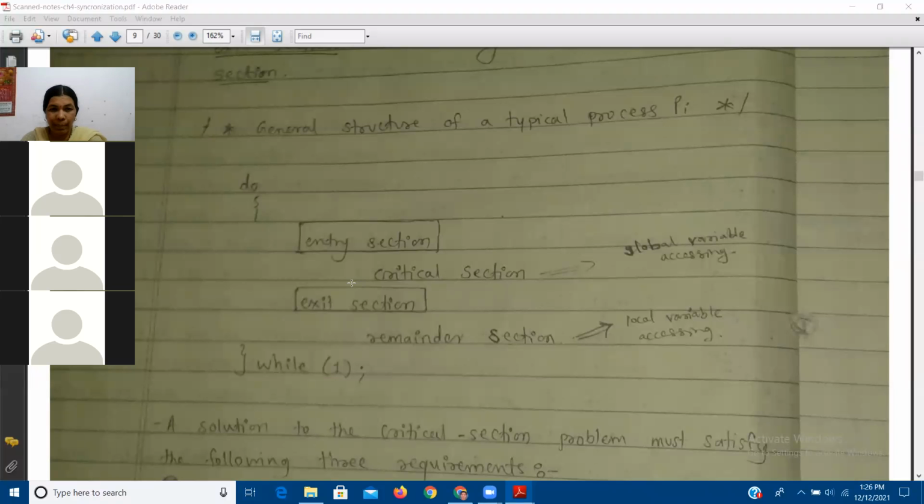So wherever the public variables or global variables are there, we need to cooperate, and only then are we able to use the shared or common variables. And wherever the private variables are there, no need to take the permission of anybody, so we can utilize our own local variables, right? So this is the general structure of a typical process Pi. So it is shown over here.